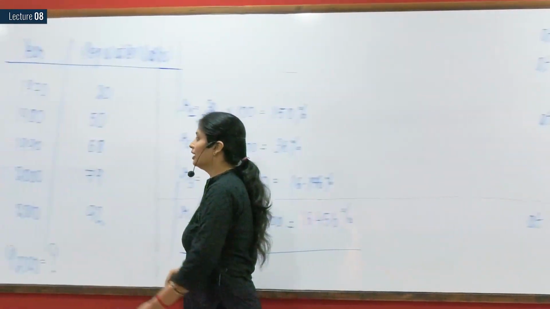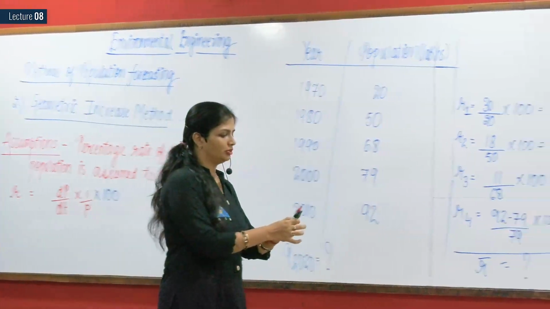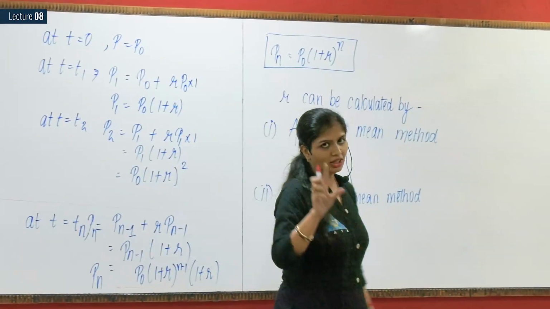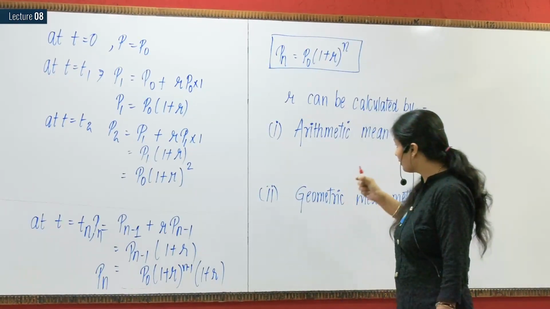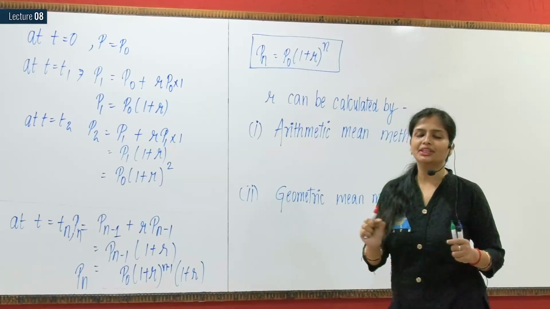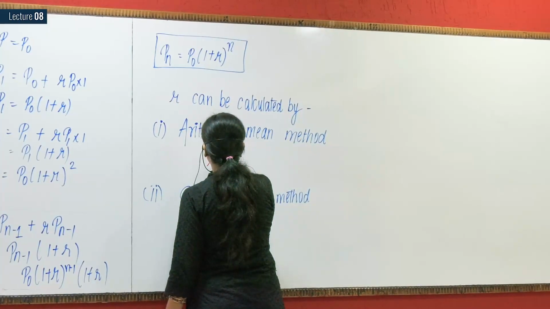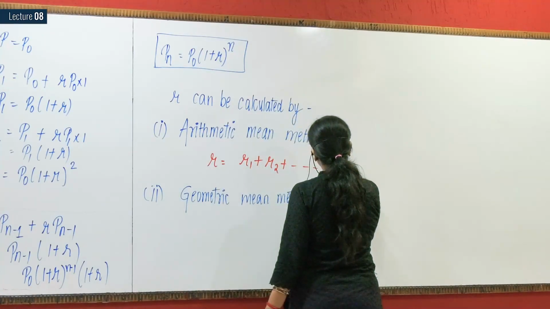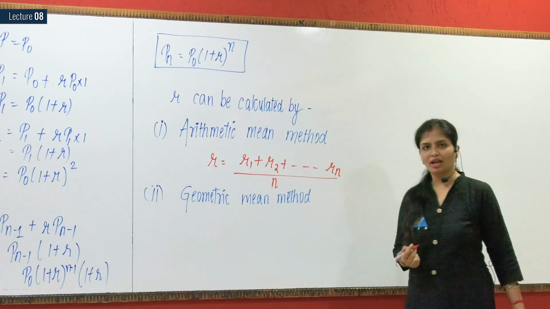I will bring a different color pen so that it will be good for visualizing also. Fine. Now, we will be calculating R based on two different methods. Remember, the method we studied initially was the arithmetic increase method, and the arithmetic mean method is the method to find out the value of R. Both things are different, don't get confused. So, this value of R can be calculated as R1 plus R2 up to Rn divided by n. So, you will calculate R.